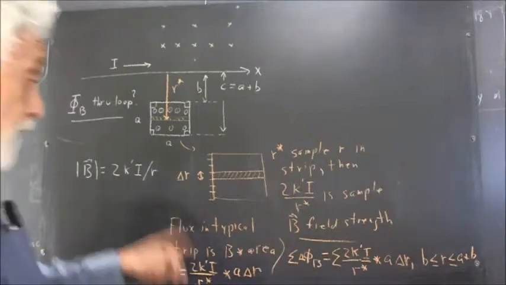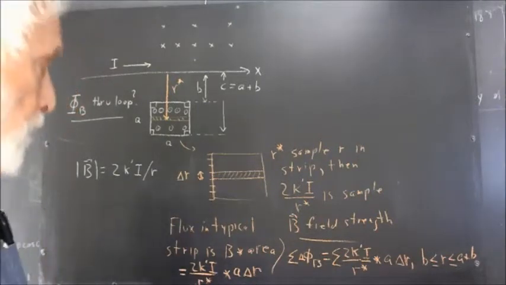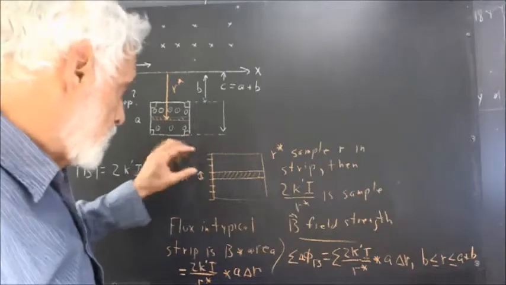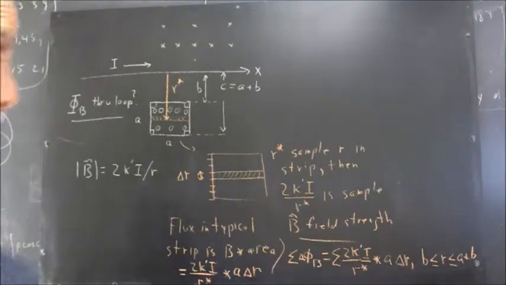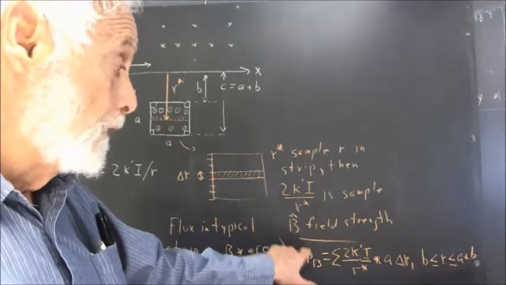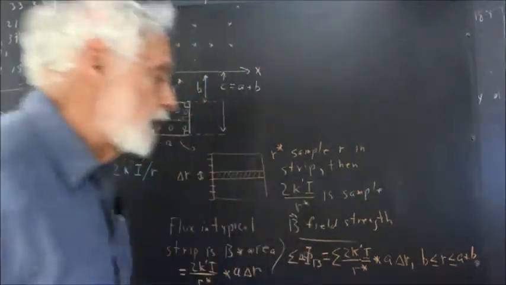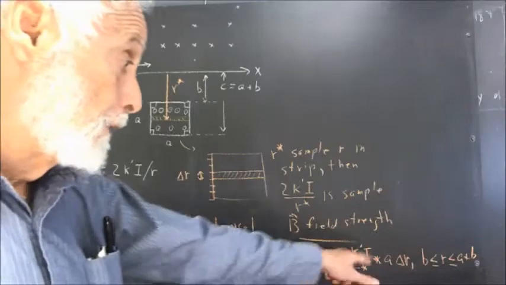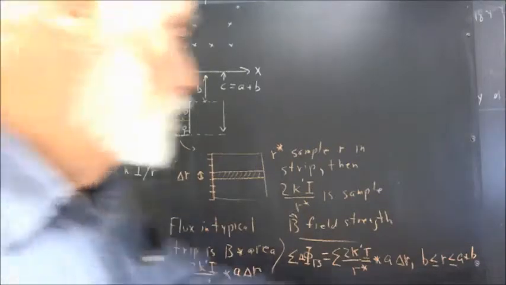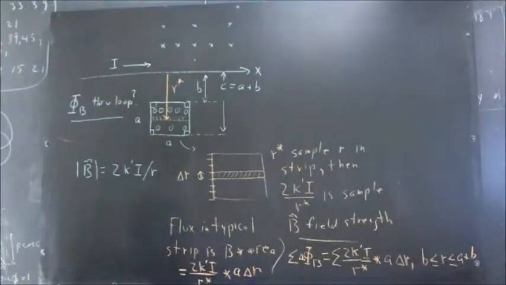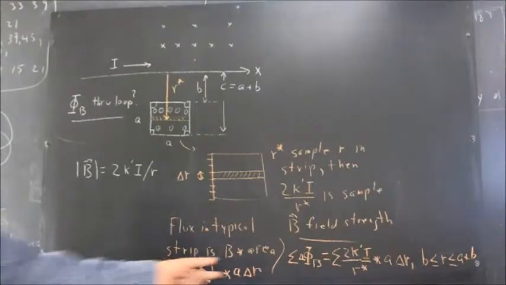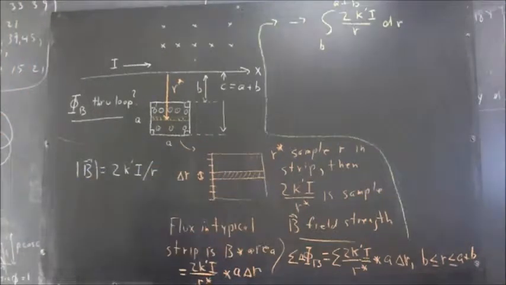Okay, well, the flux of the typical strip being this, the sum of the fluxes in all the strips, this just being the typical strip, it's going to be the sum of, I'm going to call it sum of phi b. That should be capital Phi, so let's capitalize it. And that's going to be the sum of this expression, where R runs from little b to a plus little b. Now that approaches an integral. What integral does that approach as we let the delta R's approach 0?